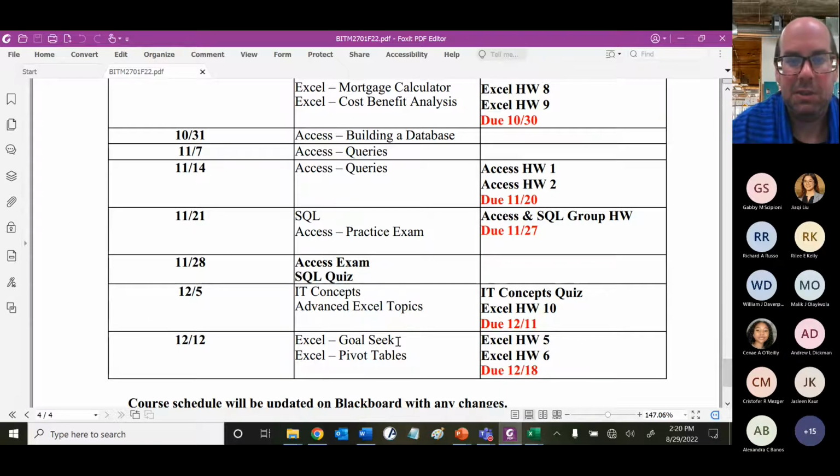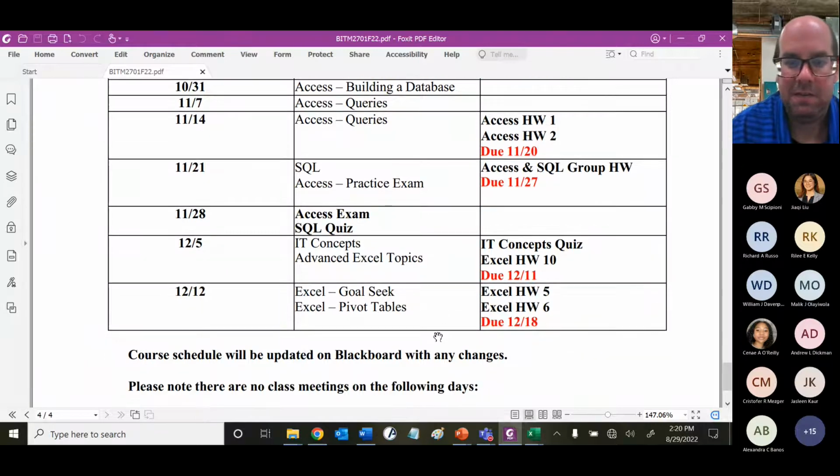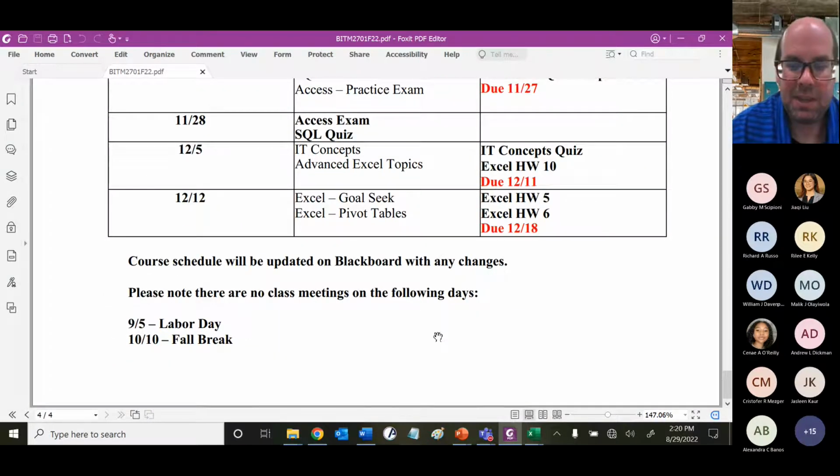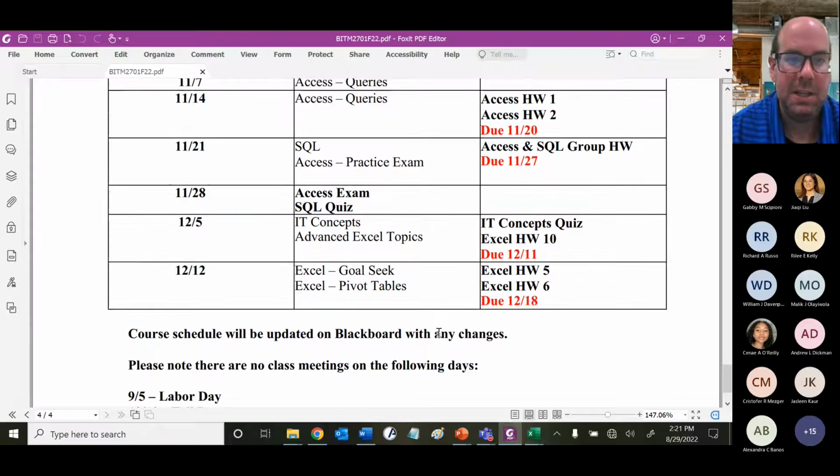And then the last class, we do goal seek and pivot tables. And again, those homework assignments will be done right in class. So easy 50 out of 50 for them. So again, no class meeting next Monday, the 5th, because it's Labor Day, and no class meeting on the 10th of October because it's fall break.